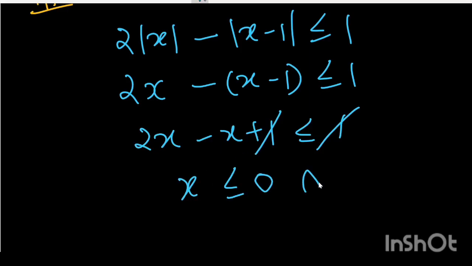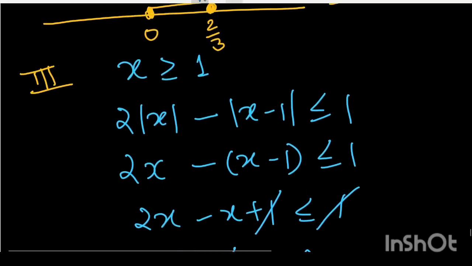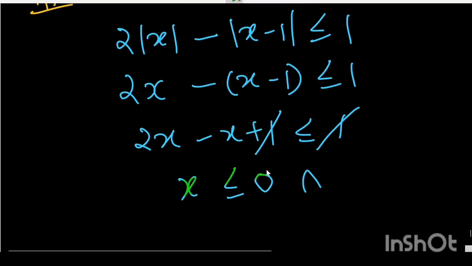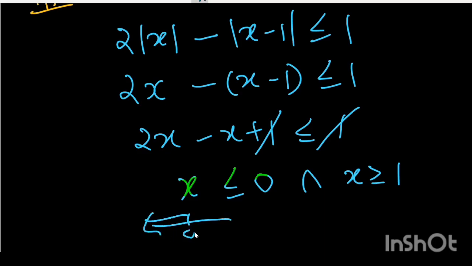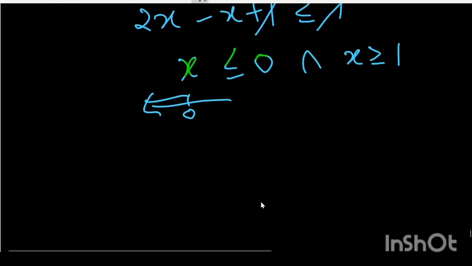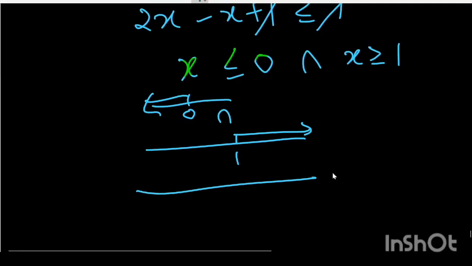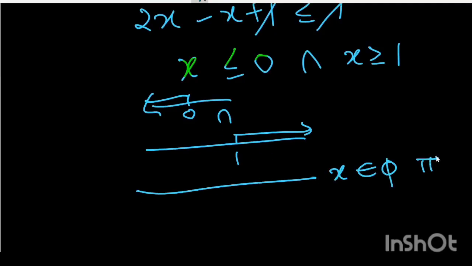Now this is what we will take intersection with what we assumed in the third case, which was x greater than equal to 1. We will take intersection with x less than equal to 0. So x greater than equal to 1, x less than equal to 0. As you can see here, less than equal to 0 is this, and greater than equal to 1 is this. So the intersection is nothing, x belongs to phi in the third case.